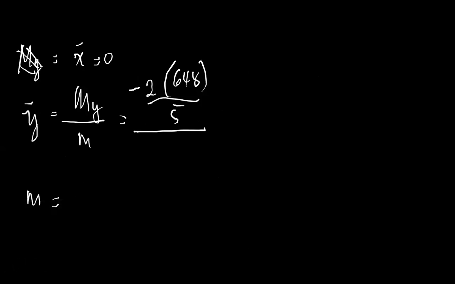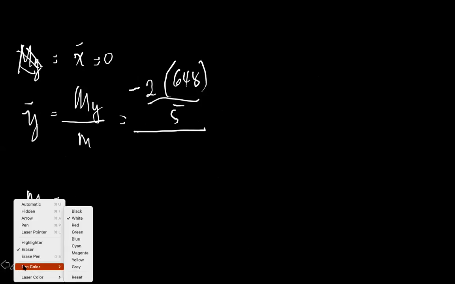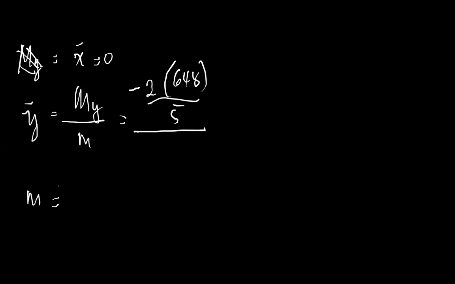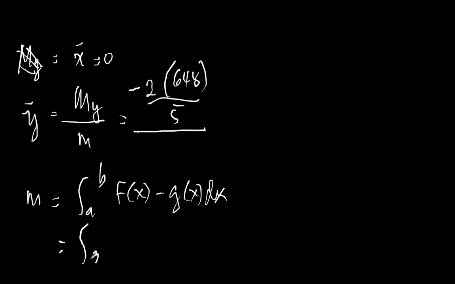Instead, we're going directly to the formula where it's just like the area, right? So that's the integral from a to b of f of x minus g of x times dx, with respect to x. So that's from negative 3 to 3. F of x is 0, and this one is what? X squared minus 9.